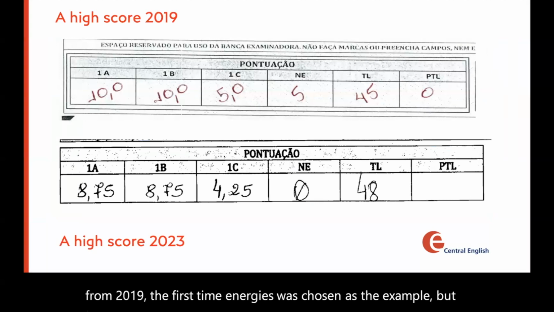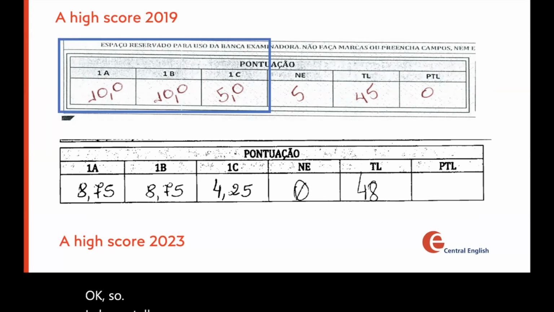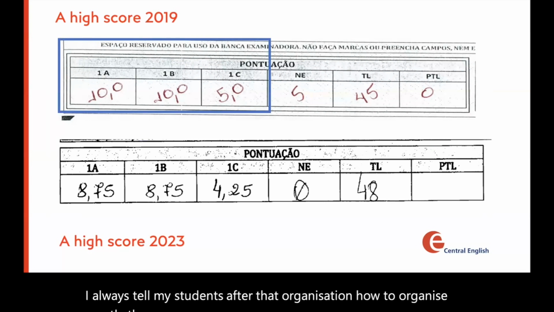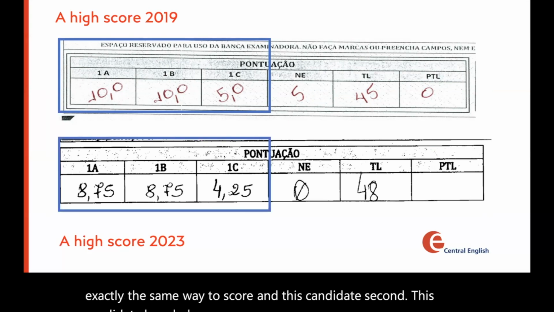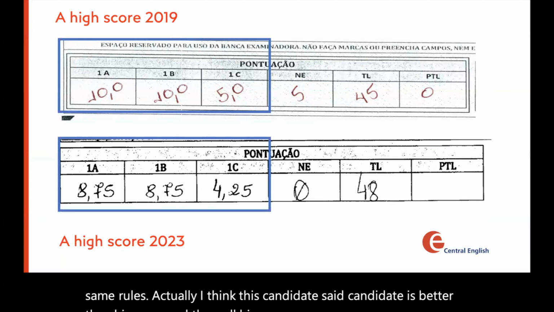Now, one of my students got a very high score with the first part, with the organization. Well, it was a perfect score. So I always tell my students after that organization how to organize exactly the same way to score. And this candidate here below did exactly the same thing, followed the same rules. Actually, I think this second candidate's performance is better than the first score.